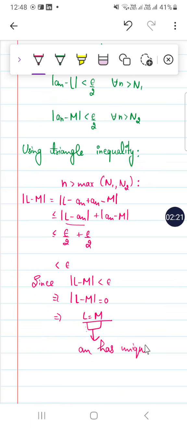What we have taken, either L or M, these are equal. This means that a_n has a unique limit. So every convergent sequence has a unique limit.